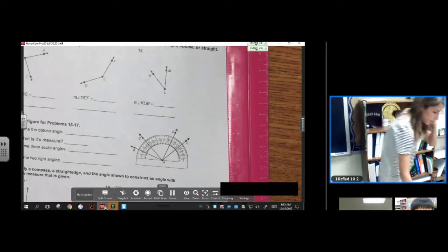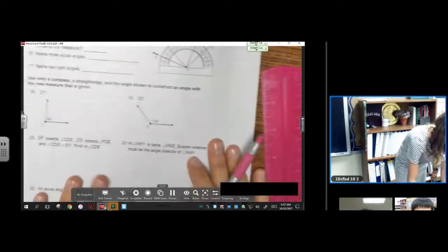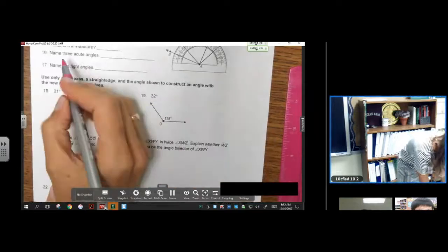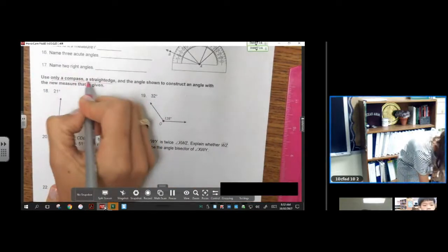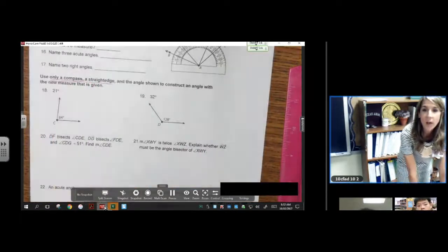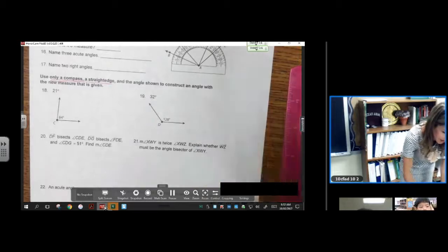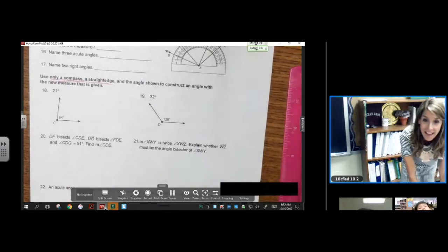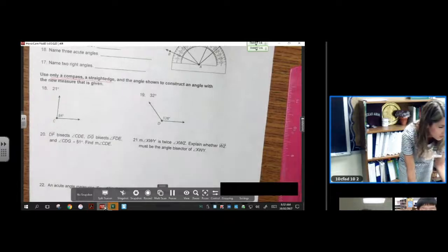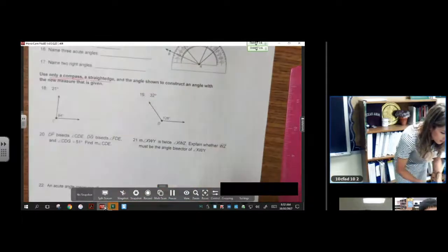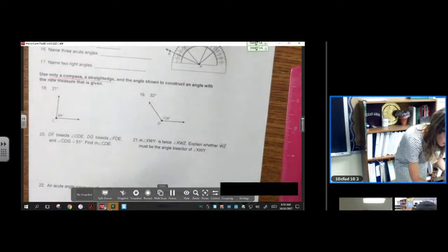Alright guys, so we're looking at number 19 from the homework. It says, using only a compass and a straight edge. So, sure, could we take our protractor and just measure a 32-degree angle and call it a day? Yes, we could, except the instructions say we're only allowed to use one of these tools right here. So, we're going to use the angle they gave us.